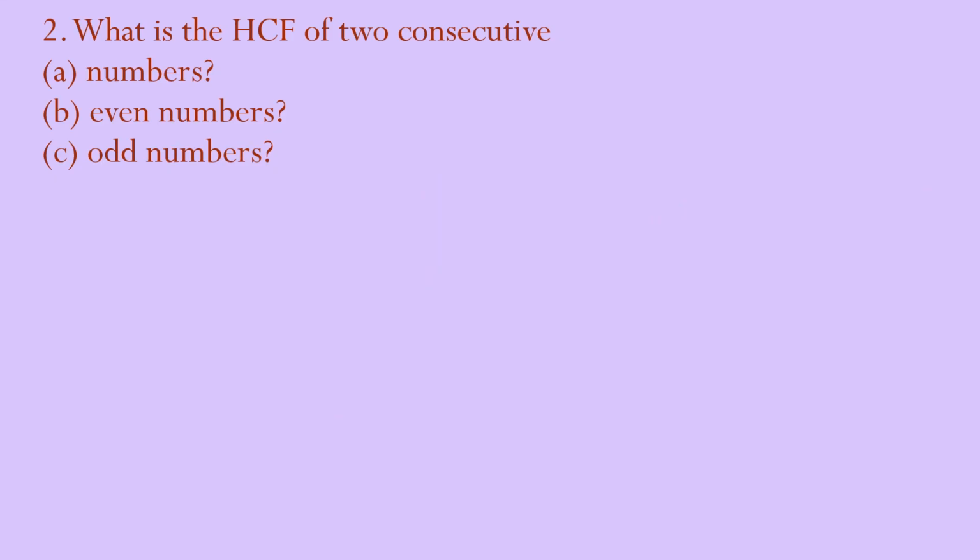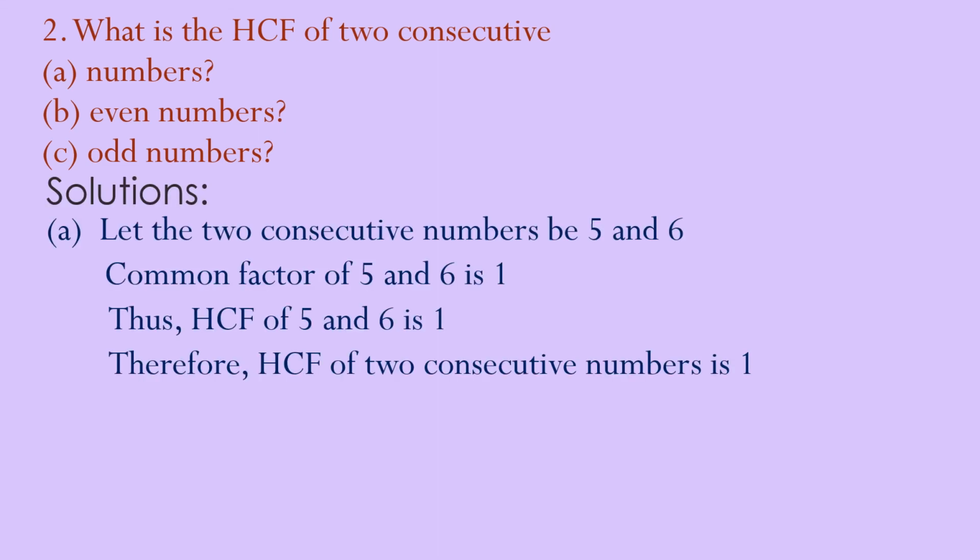Next question is, what is the HCF of two consecutive numbers? Let us take two numbers 5 and 6. Consecutive numbers 5 and 6. Common factor of 5 and 6 is 1. So HCF is 1. So HCF of two consecutive numbers is 1. If you take any two consecutive numbers, you will get the HCF as 1.